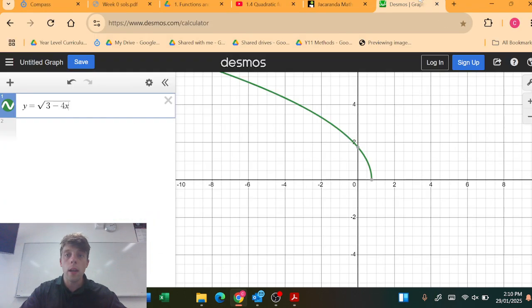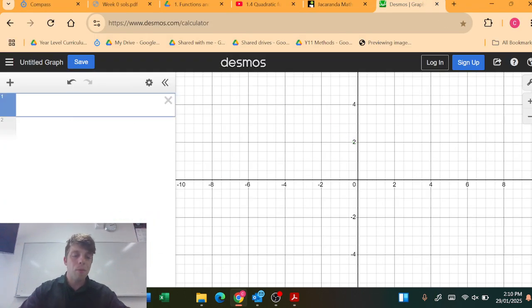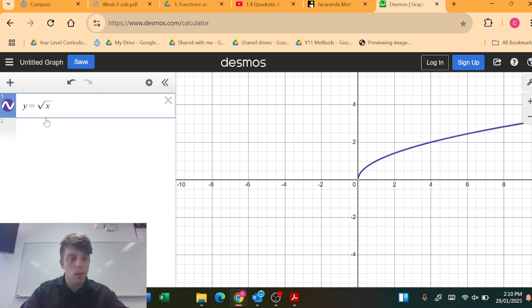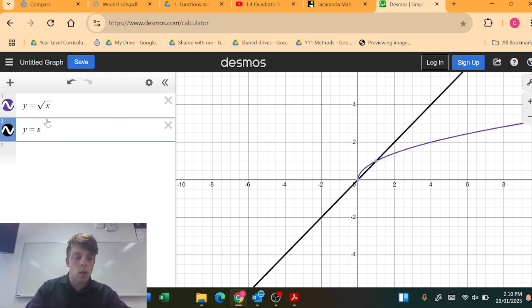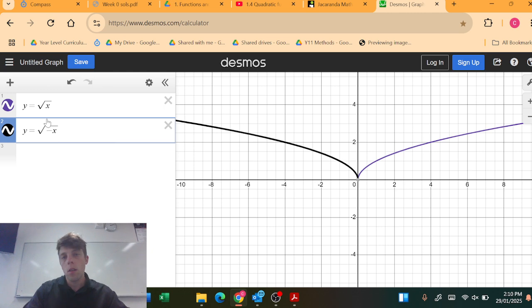So let's just have a quick look at how things might look. If we have a look at y equals square root of x, that looks like this. Y equals square root of negative x looks like this.